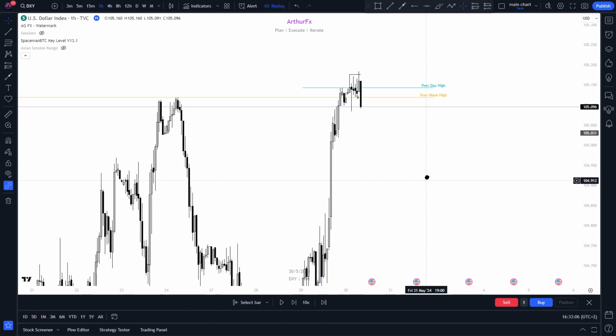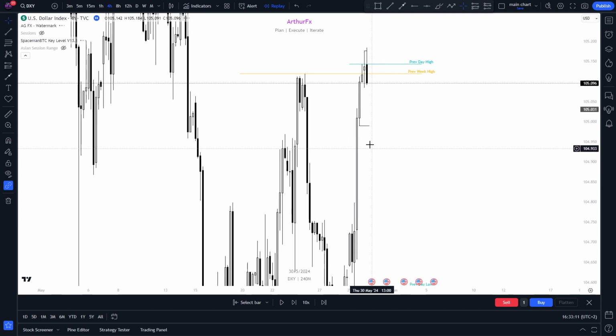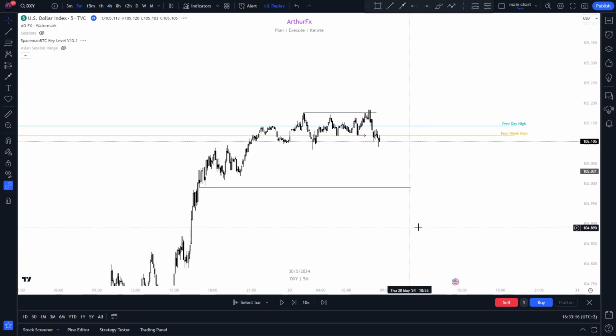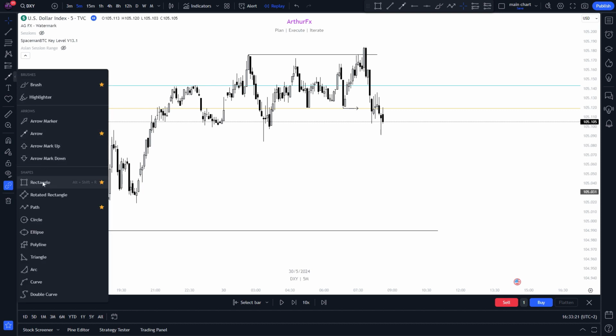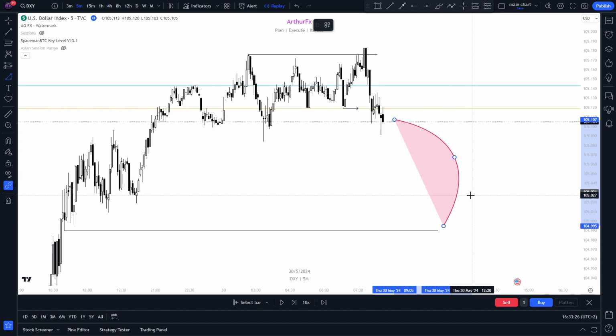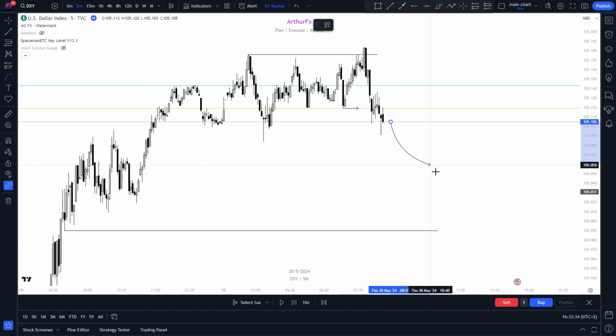Now what was I looking at? I was looking at this fair value gap right here on the 1-hour, which was the 4-hour fair value gap as well. So yeah, this was my target. So I was expecting something like, hold on, that's the wrong one. Where is it at? Oh, here. So I was expecting something like this to happen, and I wanted to see price trade down from here towards this 1-hour fair value gap.